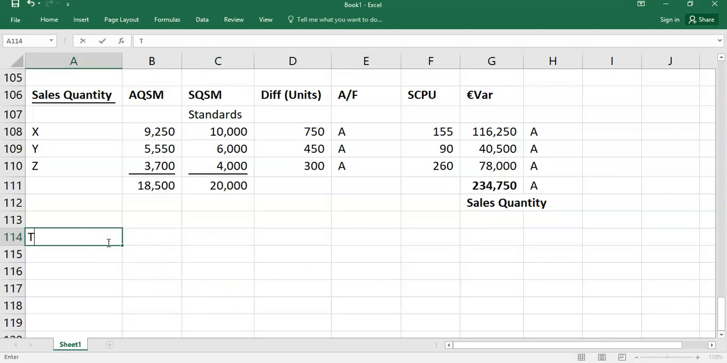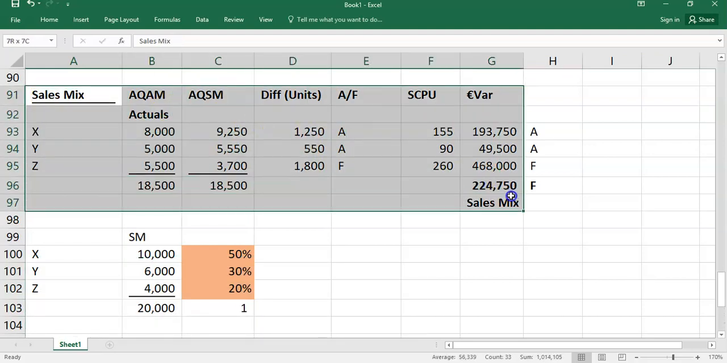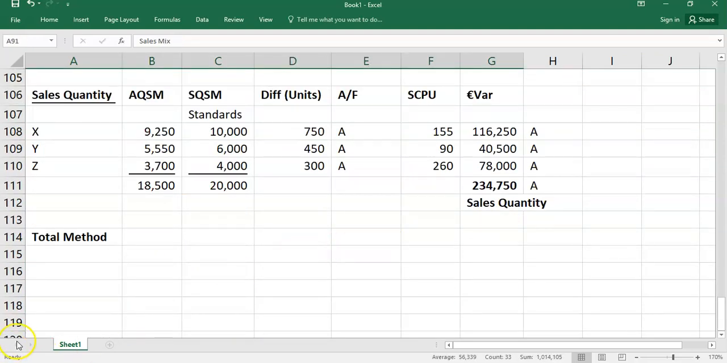It's called the total method. Now, I wouldn't advise students to just rely on this totally, but in some solutions you might only see this one, so you have to be able to make sense of it. The tabular one is the way to go the whole time because it overlaps. You have to do tabular for the sales mix. There's no other method.